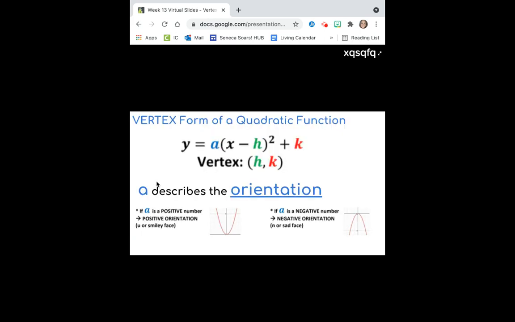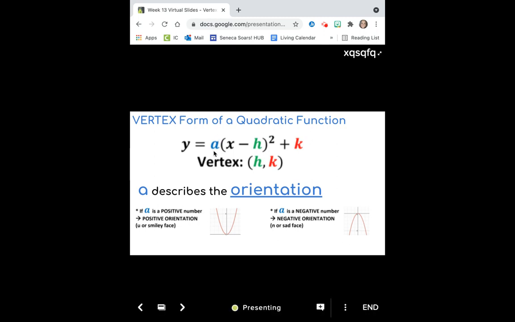So you have been investigating the vertex form of a quadratic function. This is what it looks like. Notice we have the letter a at the very beginning of the equation. In parentheses, it says x minus h, and at the very end, it says plus k. The reason this is called the vertex form is because it tells us the vertex and it tells us the orientation without doing any work, without having a calculator, without having a graph. We can know those two things about the parabola.